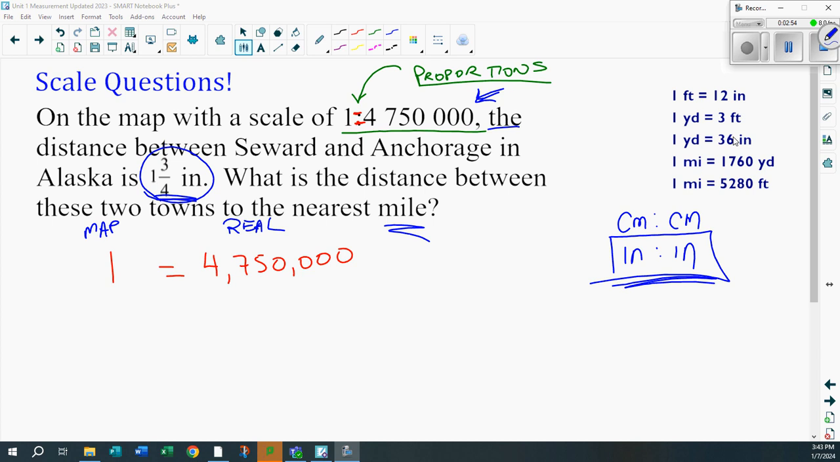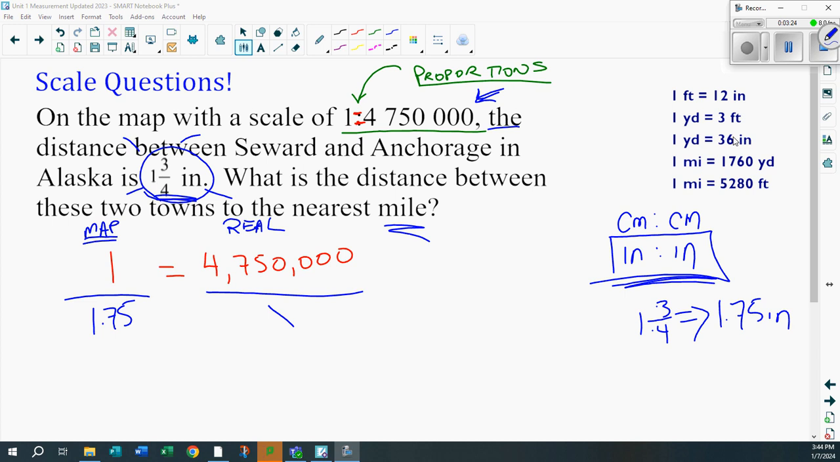Okay, so check this out. You have 1 3/4 inches. Now, wait a second. 1 3/4 inches. Do you remember how to convert that into a decimal? 3 divided by 4, yeah, you got 1.75 inches. That's what you actually measured on the map. So guess what? Right underneath here, I'm going to put 1.75 inches. There it is. There's all my map stuff. 1 inch is 4,750,000. 1.75 is, I don't know. That's what I'm trying to figure out. How far is this in real life?